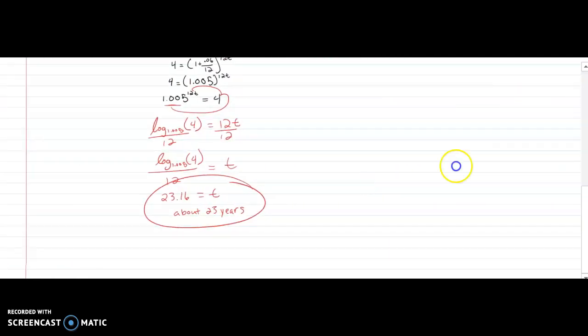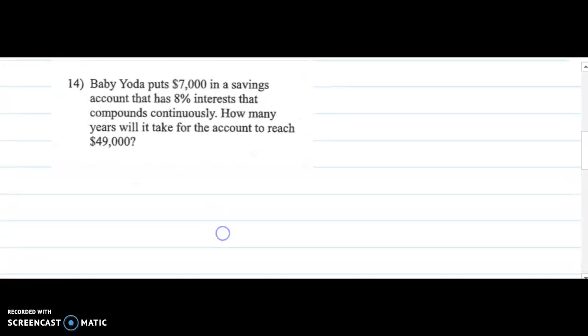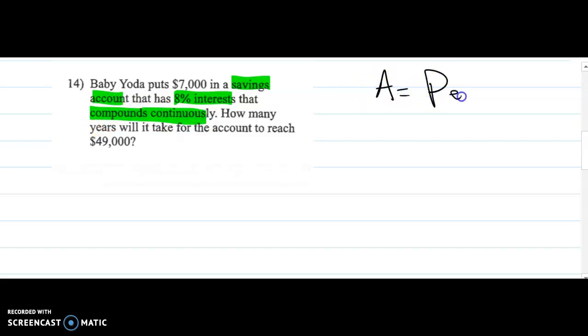Okay, and then for the last one, we have Baby Yoda puts $7,000 in a savings account. Okay, so I see savings account, 8% interest. Okay, that compounds continuously. There's my keyword that I'm going to use, Pert, which is our last one.